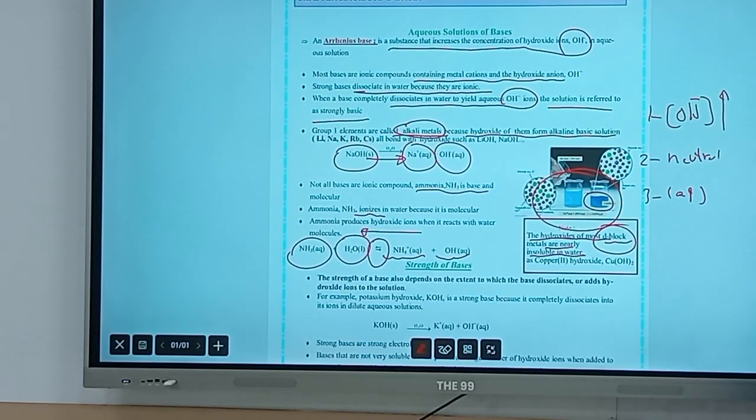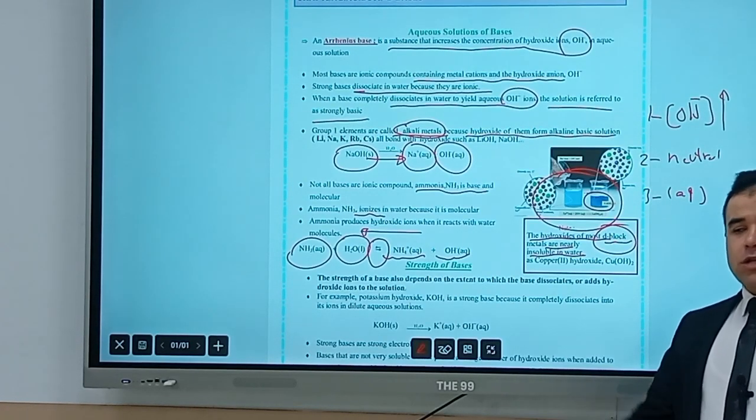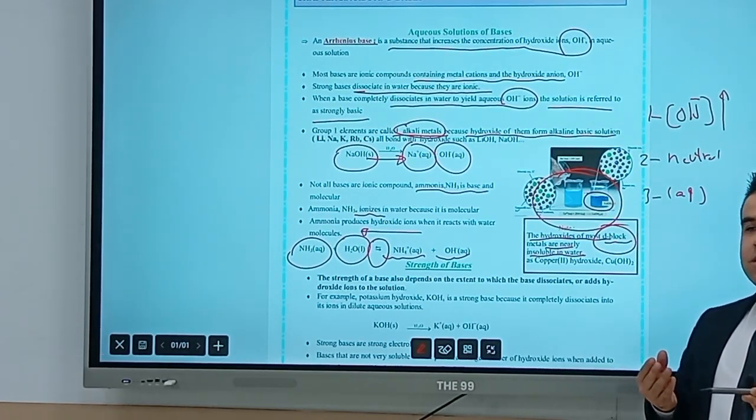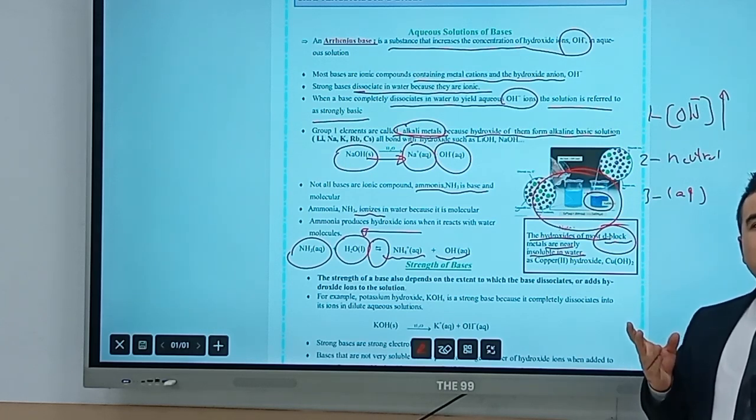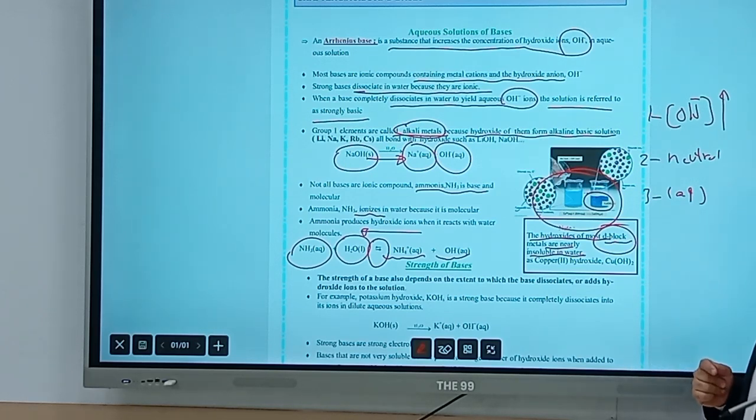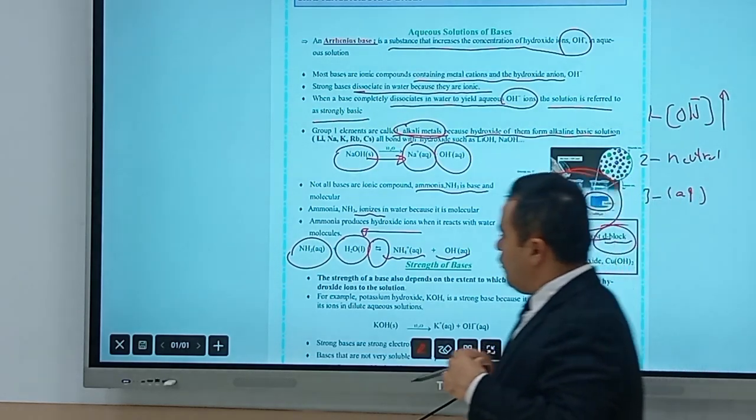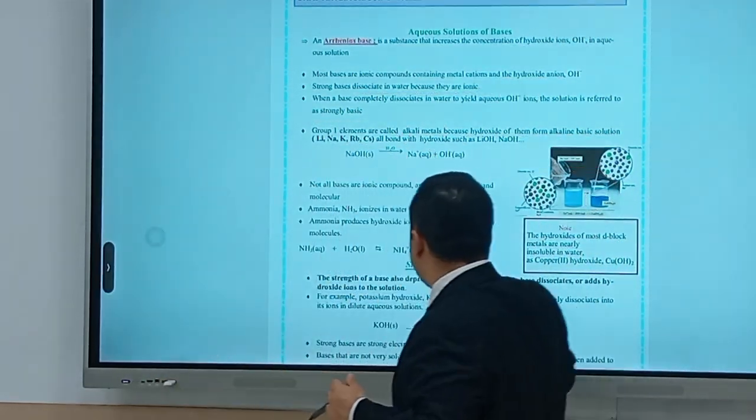This hydroxide, copper hydroxide, and so many other d-block hydroxides can be stated. They are classified as weak bases in terms of groups of compounds.